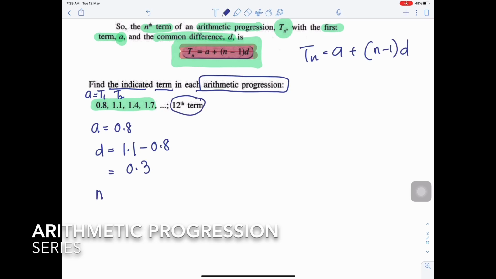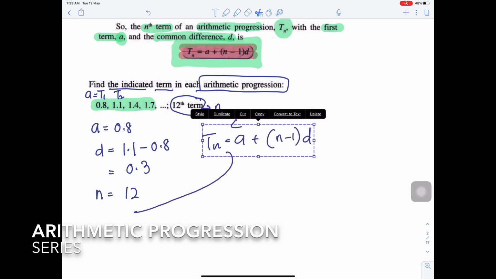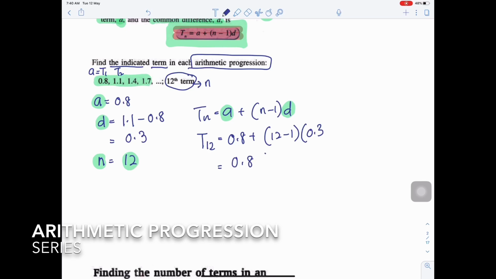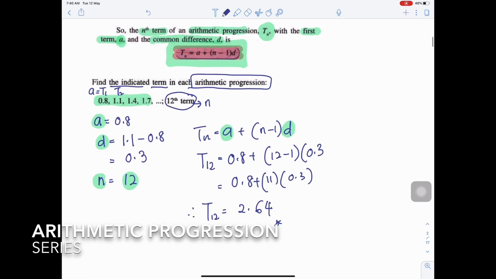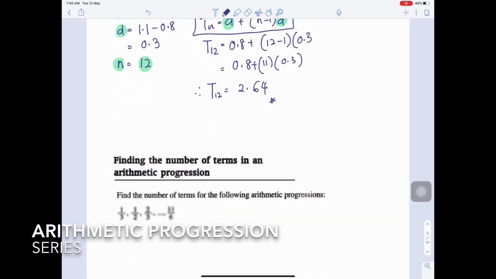The 12th term means the number of terms, which is n, equals 12. So by using the formula, we have the information A, D and n. Substitute the values: T12, because n equals 12, equals 0.8 plus 12 minus 1 times 0.3, which is 0.8 plus 11 times 0.3. By using the calculator, T12 is 2.64. Just apply the formula and substitute the information given in the question.